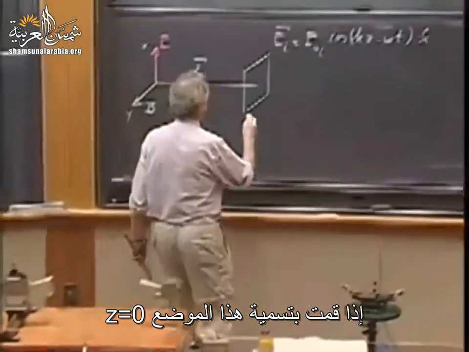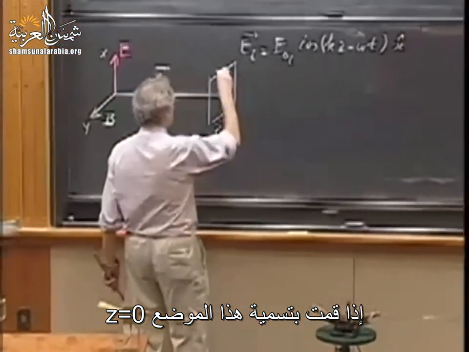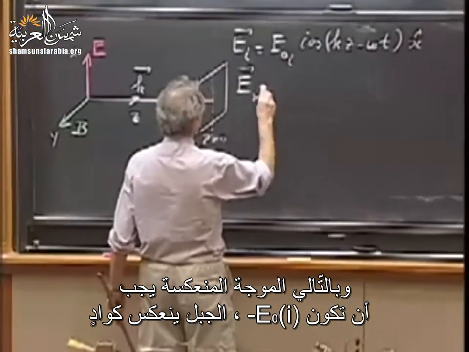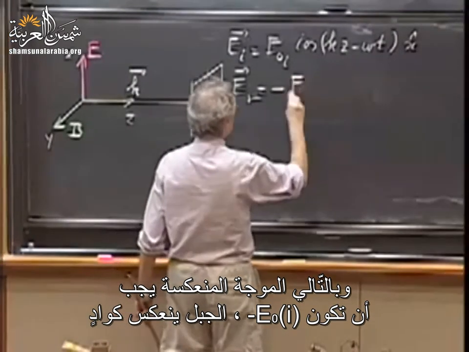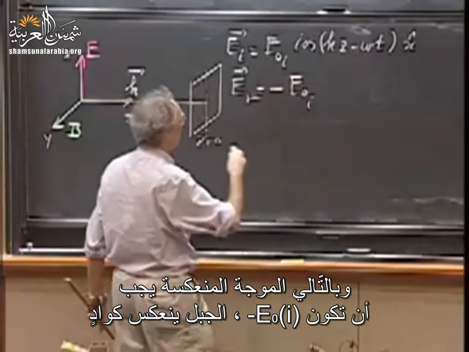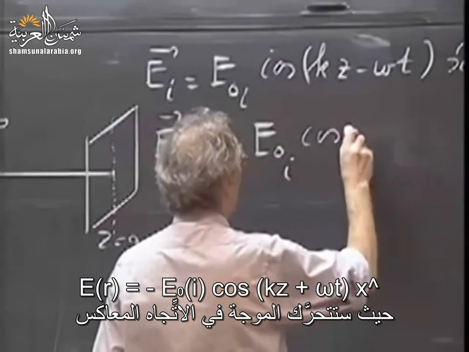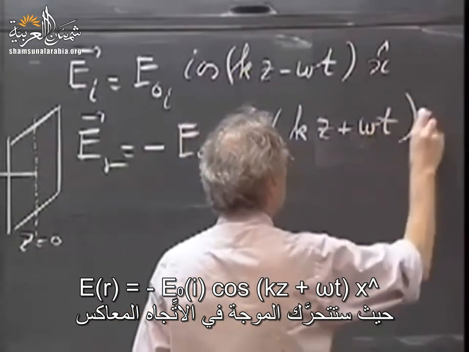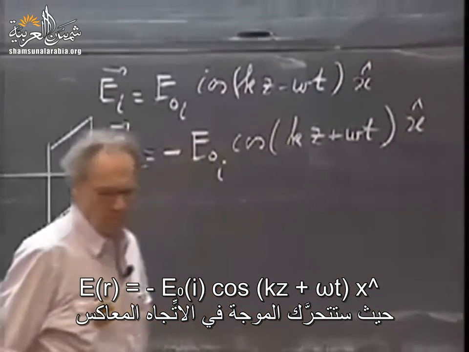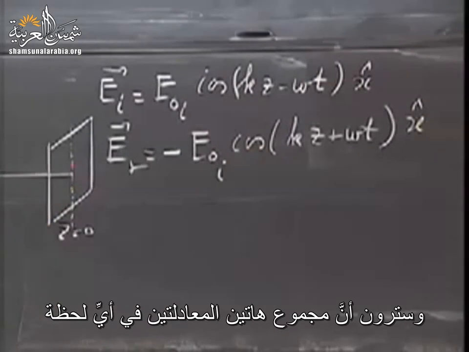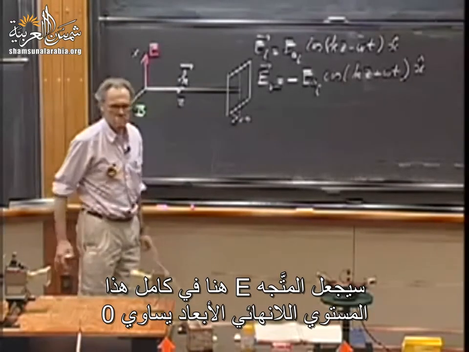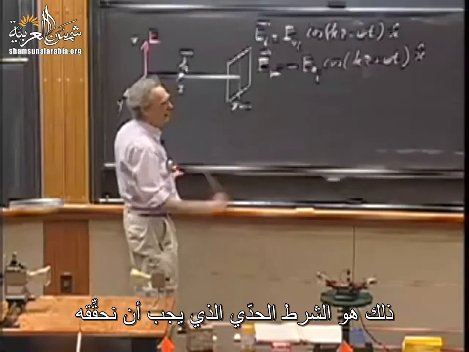So if I just call this, for convenience, z equals 0, this location, then the reflective wave must be minus E0I, that is, the mountain becomes a valley, and then it moves in the opposite direction, so you get kz plus omega t in the x direction. And you will see that the sum of these two at any moment in time will make the E vector right here in this entire plane, which is infinitely large, 0. And that's the boundary condition that we have to meet.